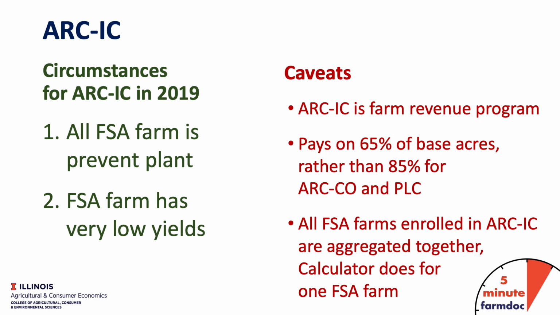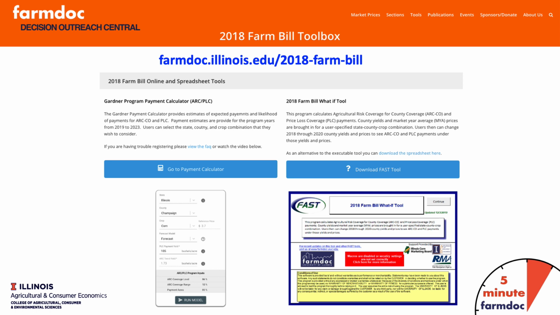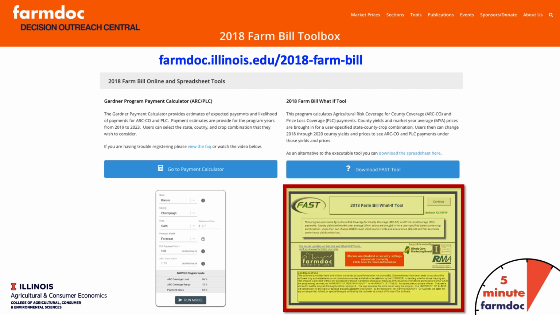And all FSA farms enrolled in ARCIC will get lumped together. Our calculator that I'm going to demonstrate today does one farm at a time, so it really doesn't handle the case where you have multiple FSA farms enrolled in ARCIC. You can get our ARCIC calculator off of our Farm Bill web page on FarmDoc. That web address is farmdoc.illinois.edu, 2018 Farm Bill. So there's where you can get it.